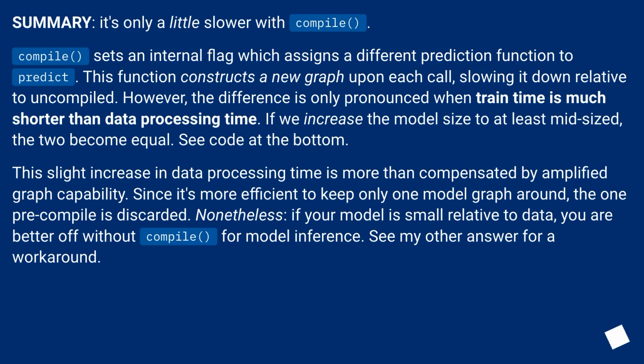This slight increase in data processing time is more than compensated by amplified graph capability. Since it's more efficient to keep only one model graph around, the one precompile is discarded. Nonetheless, if your model is small relative to data, you are better off without compile for model inference. See my other answer for a workaround.